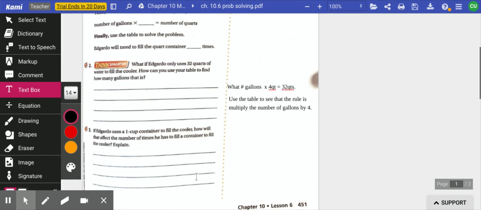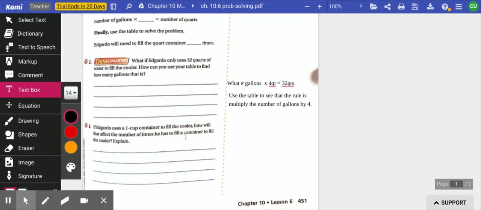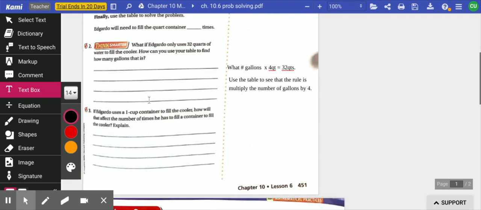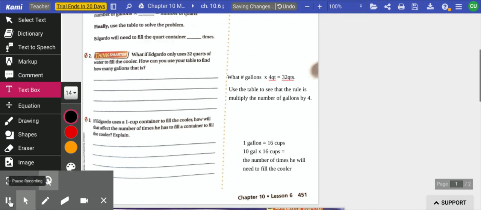Now the next one is, if Eduardo uses a 1 cup container to fill the cooler, how will that affect the number of times he has to fill the container to fill the cooler? So we're not using a 1 quart container now, we're using a 1 cup container. So we need to figure out how many cups are in a gallon. So we have to go back to your gallon person. If I look at my gallon person, I know that 1 gallon has 16 cups in it.